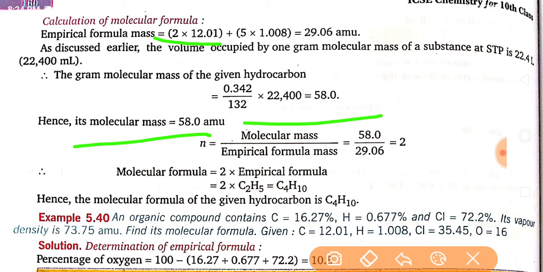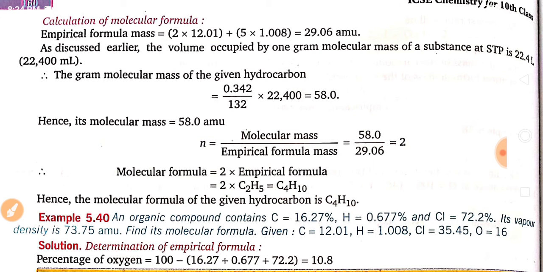So now you can easily calculate the value of n, and 58 upon 29.06 becomes 2. So the molecular formula is 2 into C2H5, which means C4H10. So the molecular formula of the given hydrocarbon is C4H10.